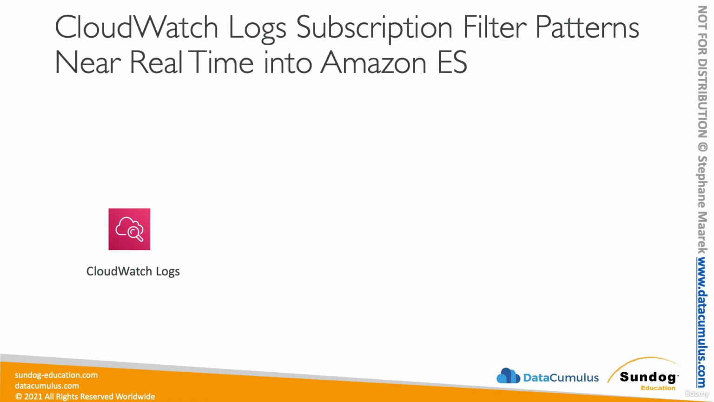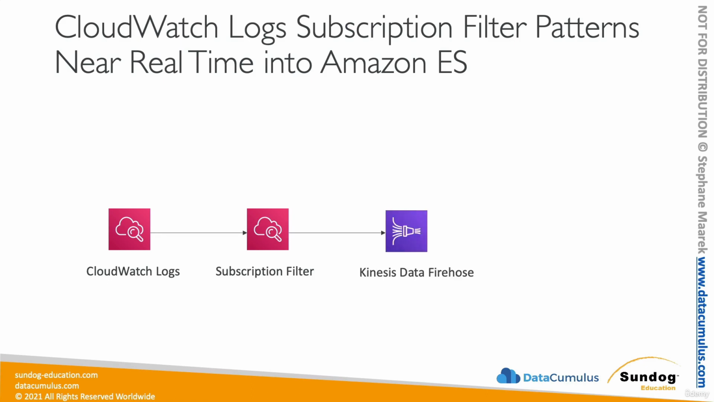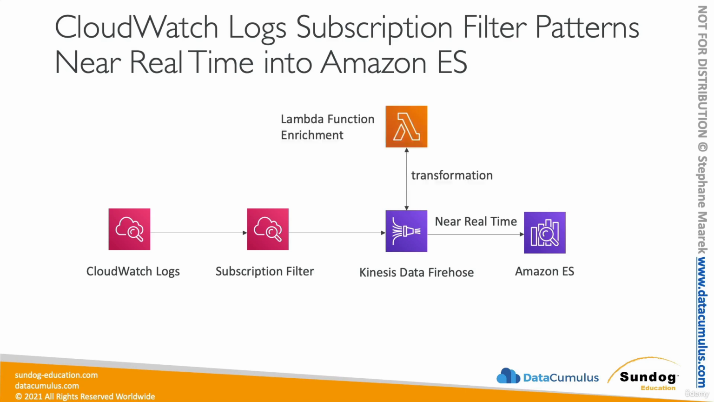Well, you have the CloudWatch logs, and it flows into your subscription filter. And then you link it to Kinesis Data Firehose because we have a near real-time requirement. And we know that Kinesis Data Firehose can send data in real time into Amazon Elasticsearch, but also other destinations, for example, Redshift or Amazon S3. But the cool thing is that because we're using Kinesis Data Firehose, well, we can also integrate it with a Lambda function to do transformations. And that Lambda function, for example, can do any kinds of data cleaning or enrichment you may want. So it's quite a flexible type of architecture.